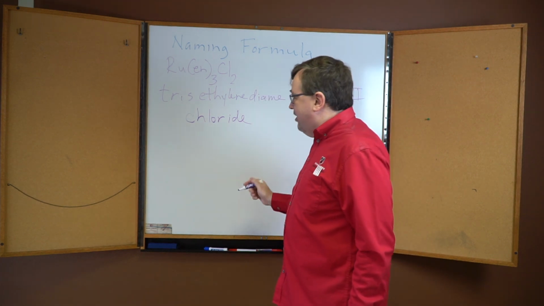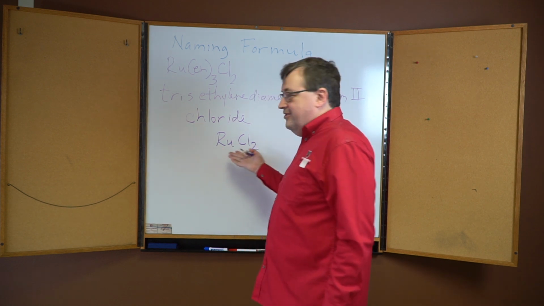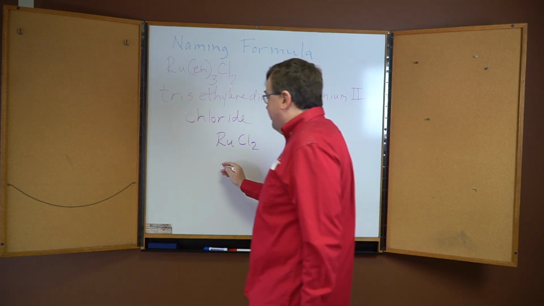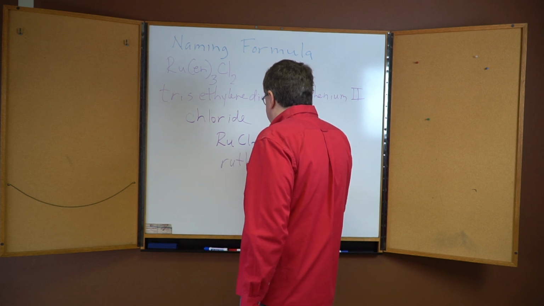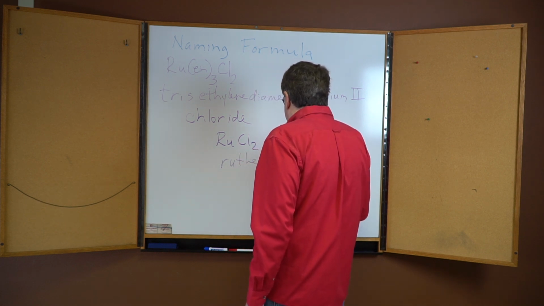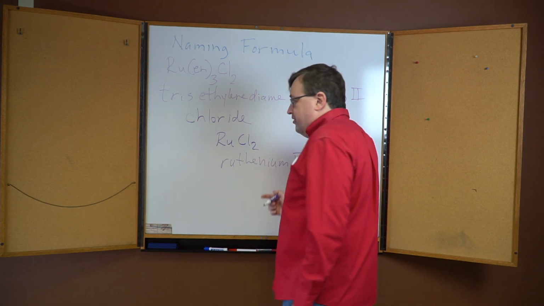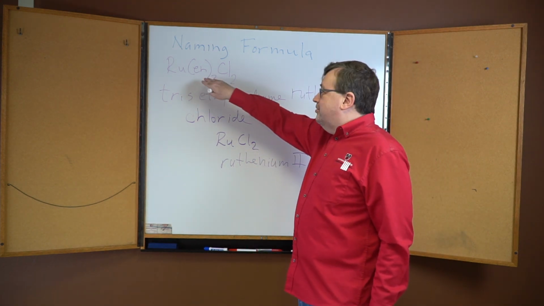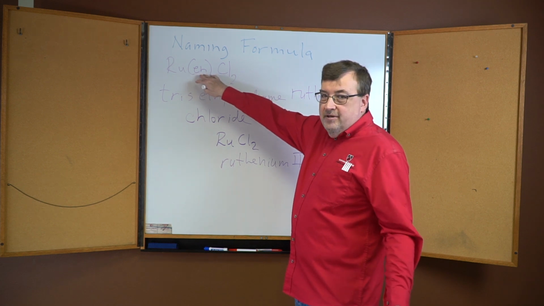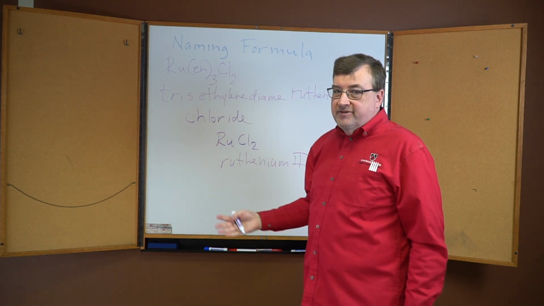And it's the same protocol if you just had this. If you just had RuCl2, this would just be ruthenium 2 chloride. I think the key point here is you don't have to write out the formula based on atoms. You just use the abbreviations for the various ligands.